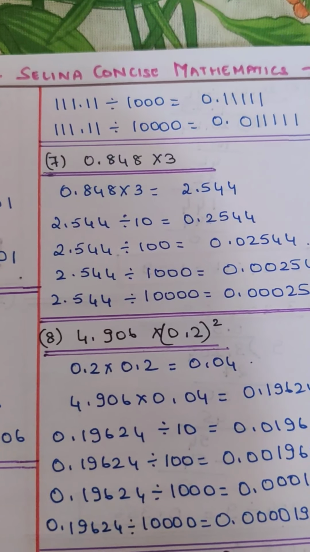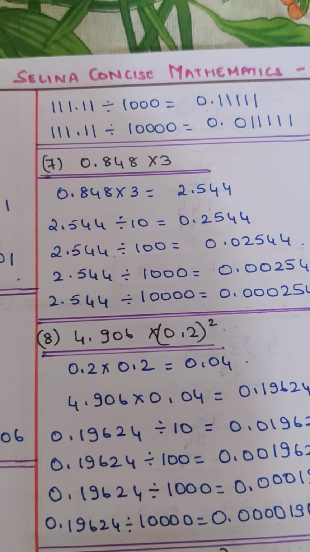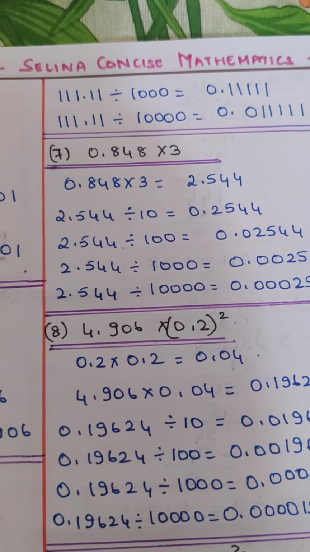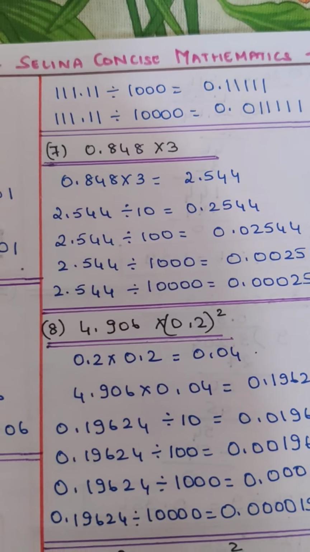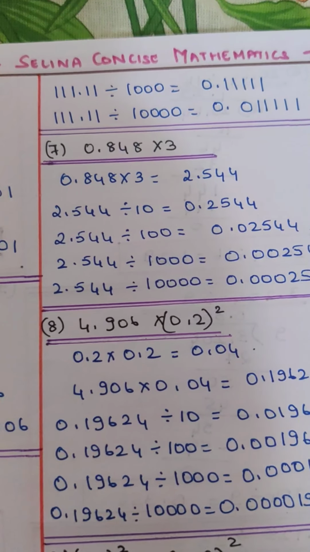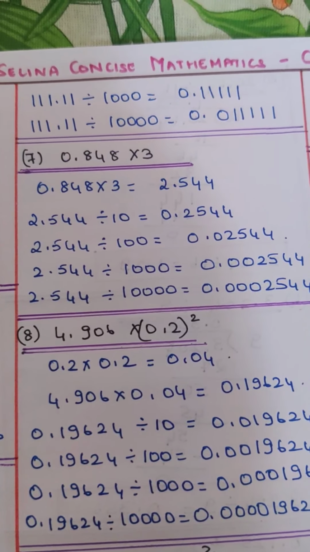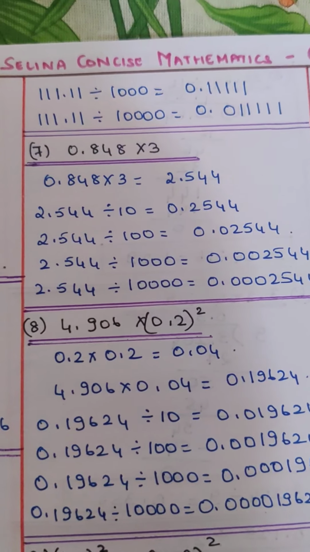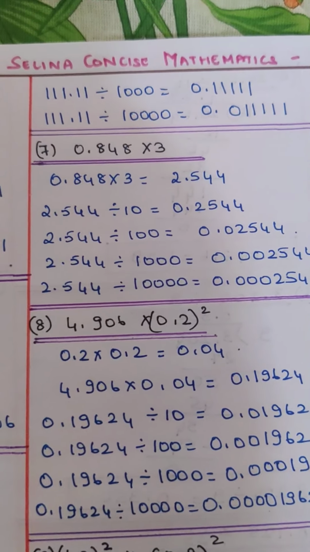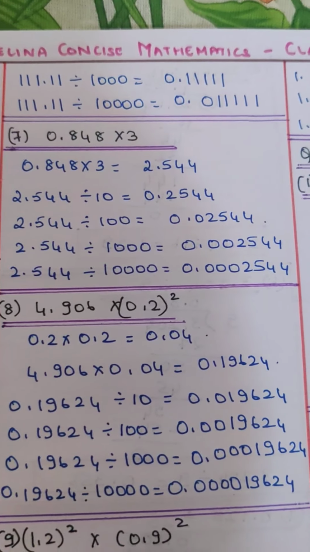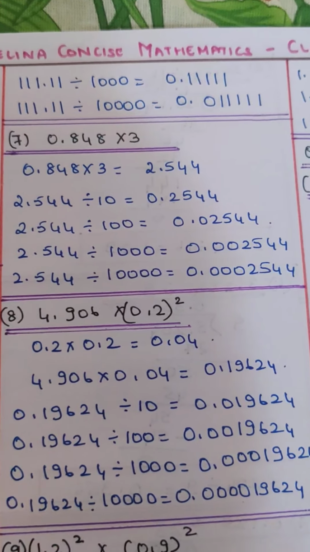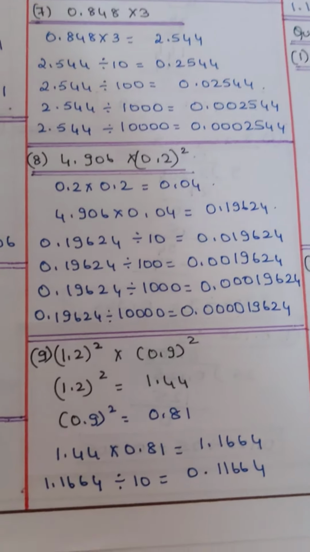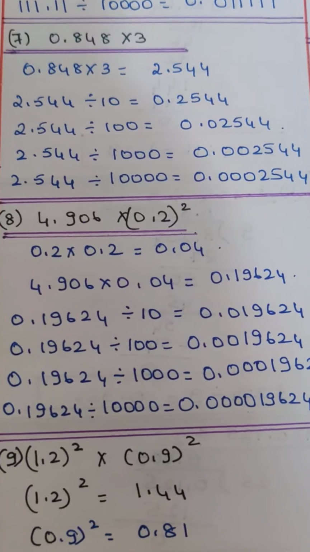Now 0.848 into 3 becomes 2.544. Therefore 2.544 divided by 10 is equal to 0.2544. 2.544 divided by 100 is equal to 0.02544. 2.544 divided by 1000 is equal to 0.002544. 2.544 divided by 10,000 is equal to 0.0002544. I am just pausing for a few seconds for you to understand my calculation.